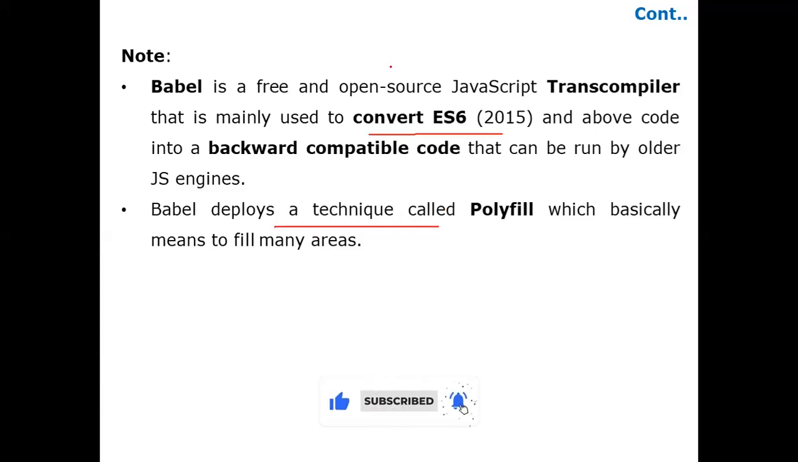Wherever the code is not understandable by the JS engines, it will convert it into a compatible form. The JavaScript transcompiler is mainly used to convert ES6 and above code into backward compatible code. We have seen older versions, right? To convert newer versions to older versions, we are going to use Babel.